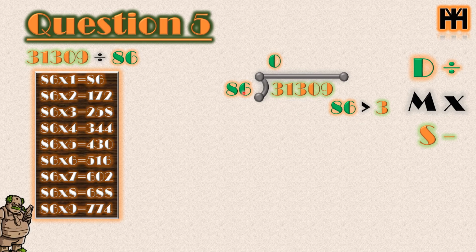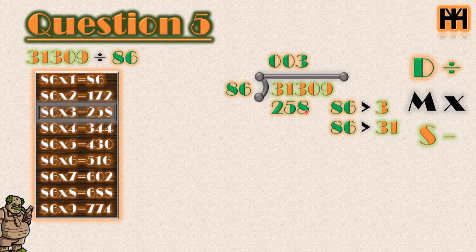Then we'll ask ourselves how many 86s in the 31, and also 86 is greater than 31, and you put 0 here. Then it's 313. We'll ask ourselves how many 86s in the 313. Okay, let's look here. It's 86 times 3, it's 258. This is the one. Then it's 3. Then it's 86 times 3, it's 258. Then we are done with the divide and multiply.